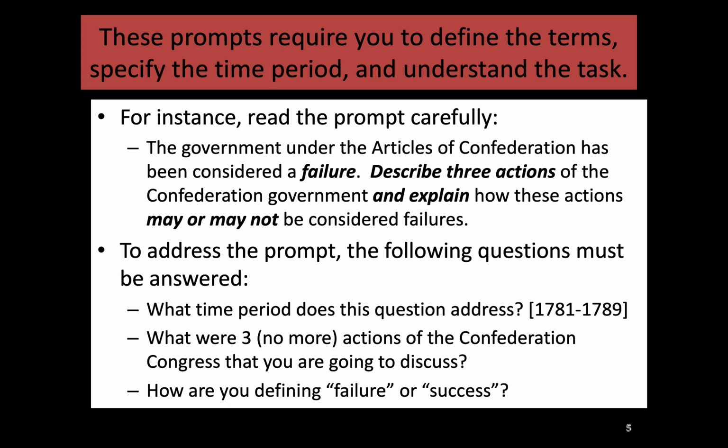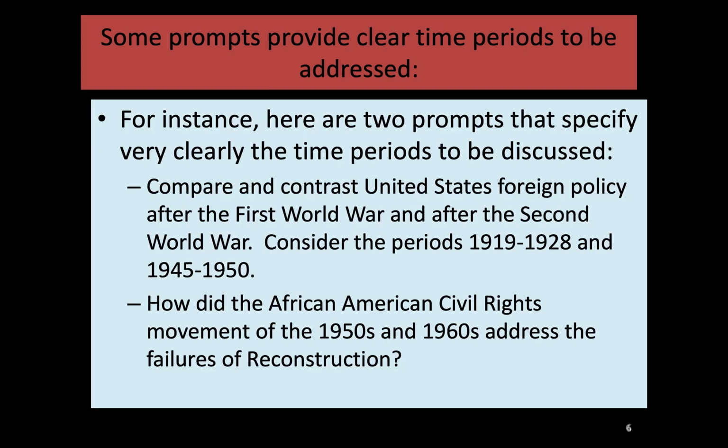Number 2, what were 3 actions of the Confederation Congress that you are going to discuss? So there's where your content is. You got to know the 3. And last but not least, how are you defining failure or success? Obviously, one of the successes might be they won the Revolutionary War. Obviously, one of the failures would be that the government would collapse and go to the Constitution. Or maybe you see that as a success.